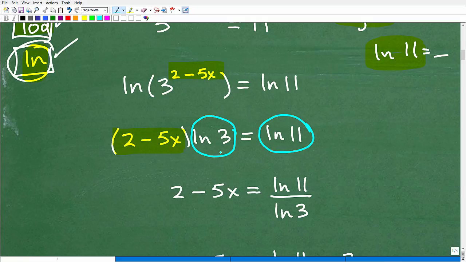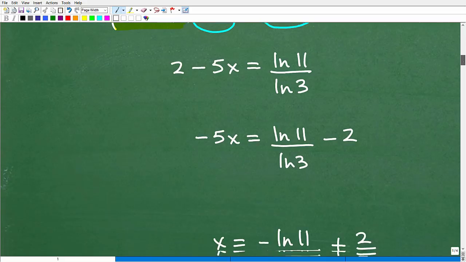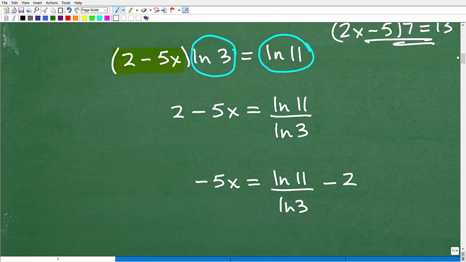So now we're talking about a basic algebra equation. What if I gave you this equation? 2 minus 5x times 7 equals 13. Well, you should be able to solve this. Of course, if you're at this level of math, you should be able to solve this equation, and that's effectively what this is. So what I'm going to do is divide both sides of the equation by ln 3.